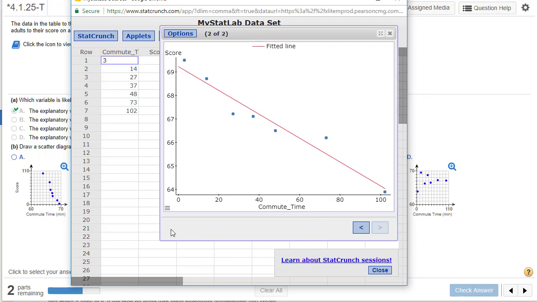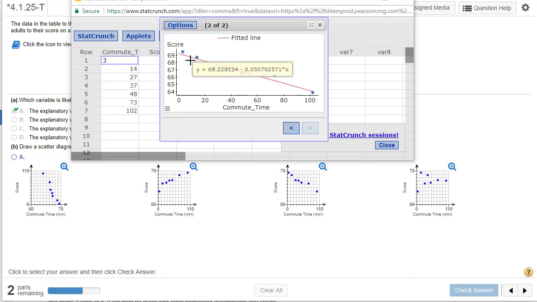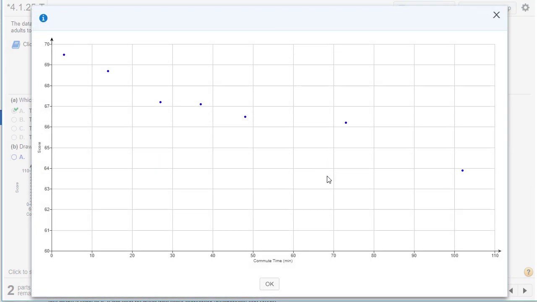So let's look at this and see which one matches up. Okay, so the only one that sort of matches up is this one here. All right, and I can make it bigger if it helps.